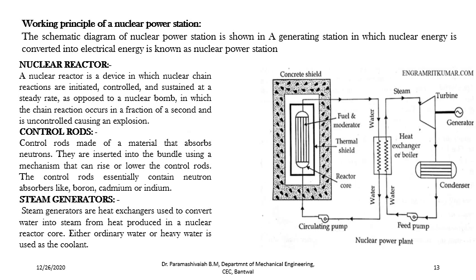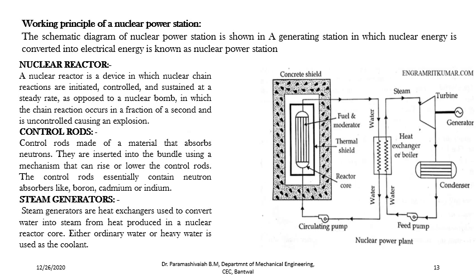So this is what I told you, the same thing. Here, control rods made up of material that absorbs neutrons. As I told you, it is an uncontrollable reaction, a chain reaction, nuclear fission reaction. Therefore, in order to control that rate of reaction, we use control rods. They are nothing but rods which absorb the neutrons, thereby reducing the number of reactions, thereby controlling the reaction.